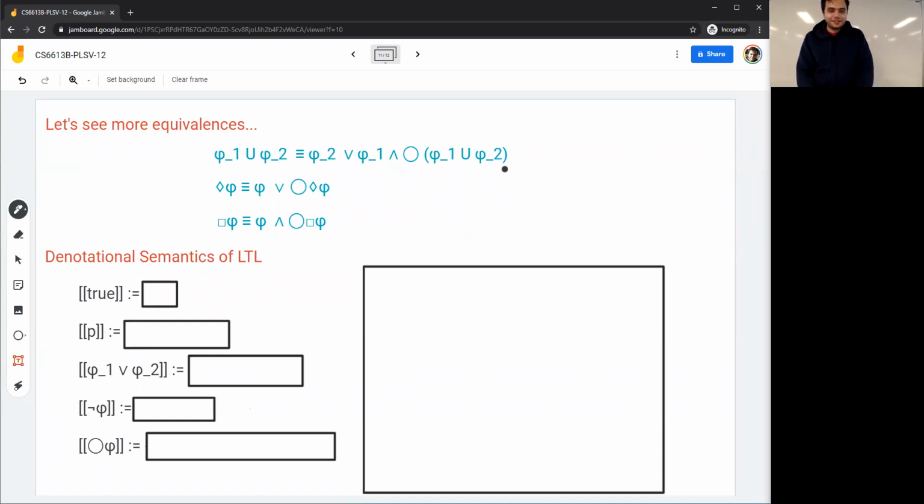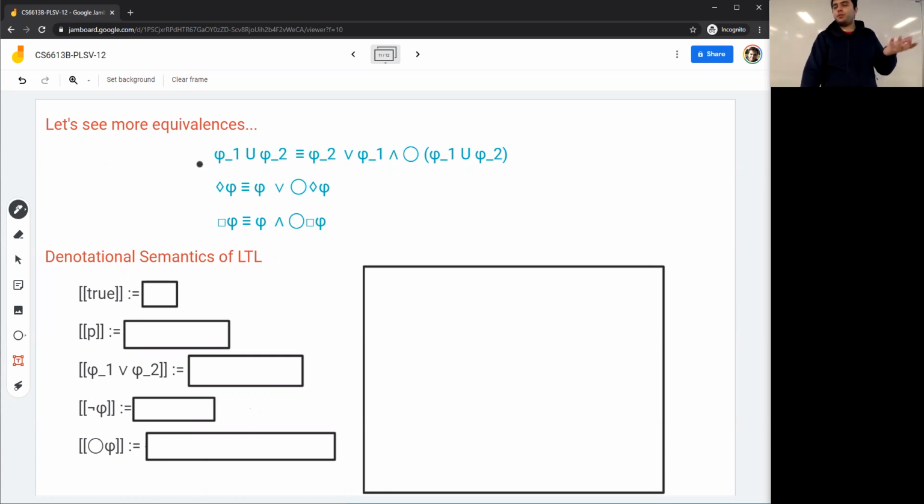This actually holds, and let's just see the intuition behind it. What does the formula on the left say? It says that there is some point in the future such that phi2 holds at that point, and at every point before that, phi1 holds. Okay? So I can do a case analysis. Either that point in the future is right now, and phi2 holds right now, or if phi2 does not hold right now, then phi1 should hold right now. And then from the next step, I have the same situation as I had, right? So this is the intuition behind this.